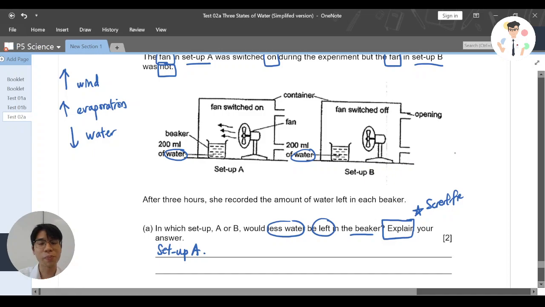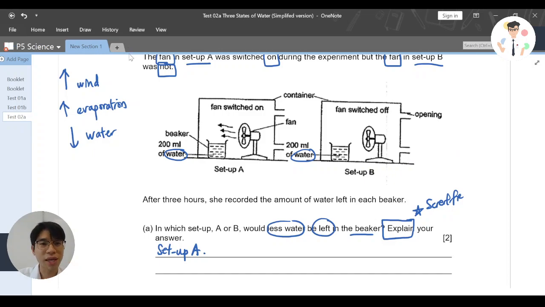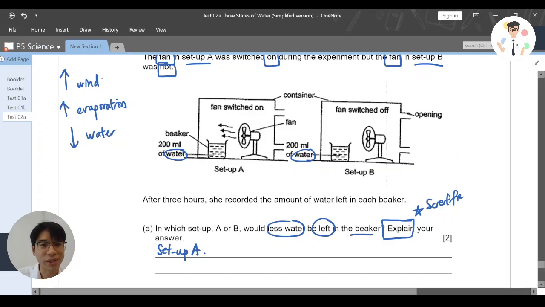Okay, some of you didn't use any word about wind. But wind, this word is very important here because you cannot just say the fan is on, then yeah. Some of you just write the fan is on, that's why less water. But how? You must explain, okay?